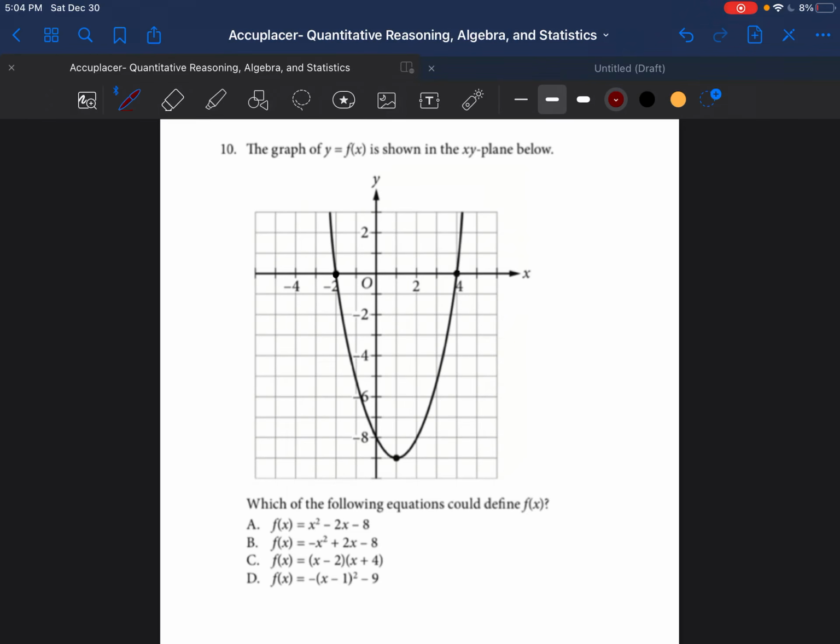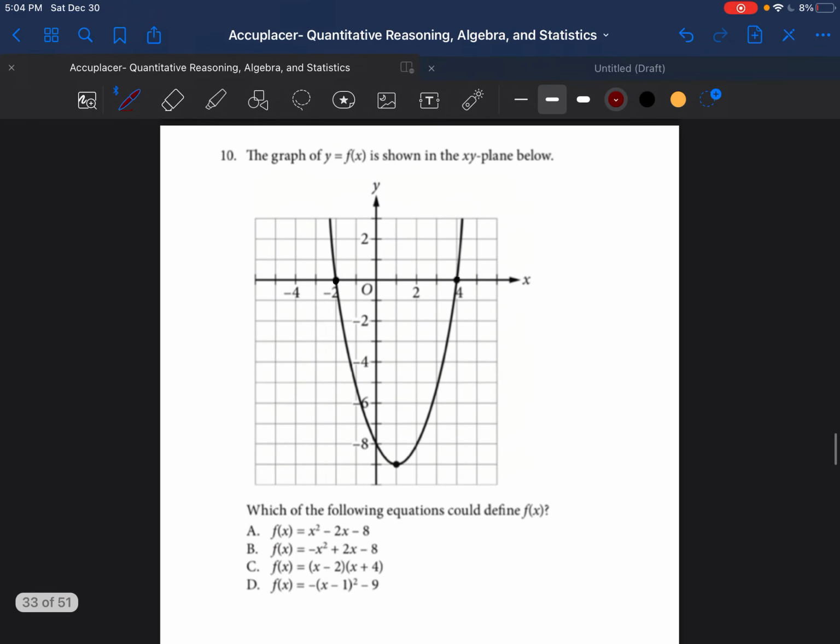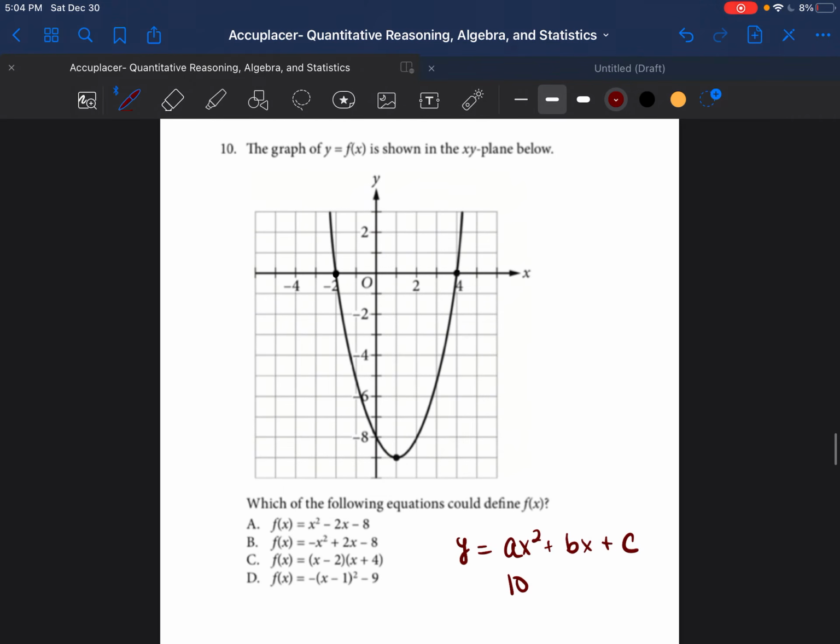I just want to show you guys that in standard form, it would be ax squared plus bx plus c. So the equation of this line in standard form would be ax squared plus bx plus c. A, b, and c are just numbers. Say, for example, it was 10x squared plus 5x plus 15. A is 10, B is 5, C is 15. So they just represent different numbers in an equation.